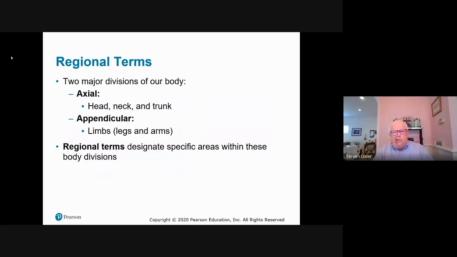There are major regions in the body, and there are two of them. The body is divided into two major divisions, axial and appendicular. Axial means head, neck, and trunk. Appendicular means your limbs, your upper limbs and your lower limbs, otherwise known as arms and legs. And these regional terms designate specific areas within these body divisions.